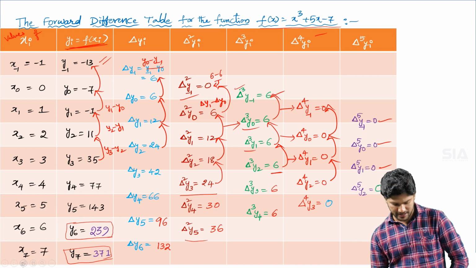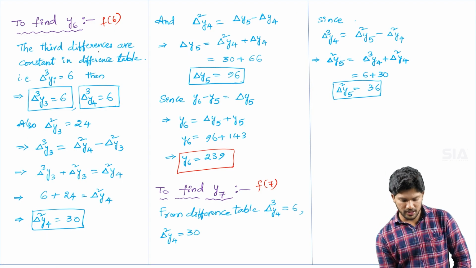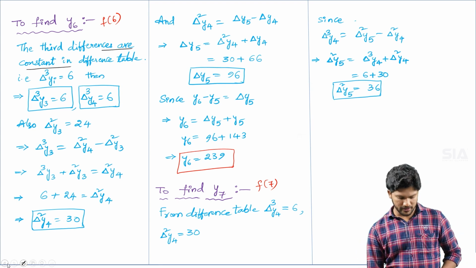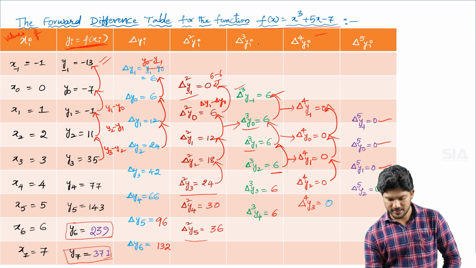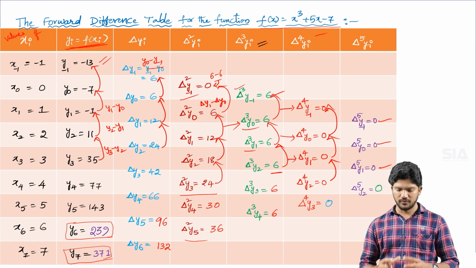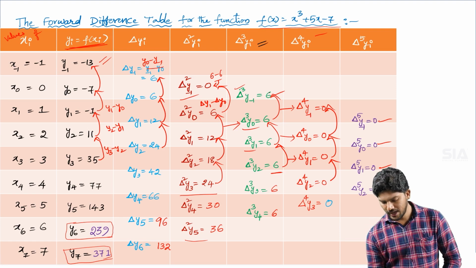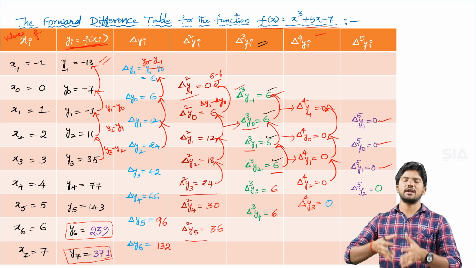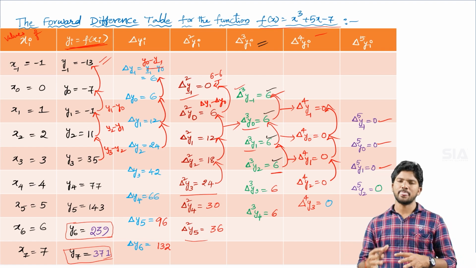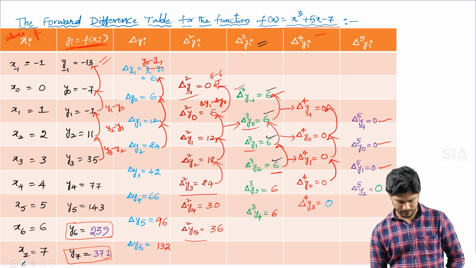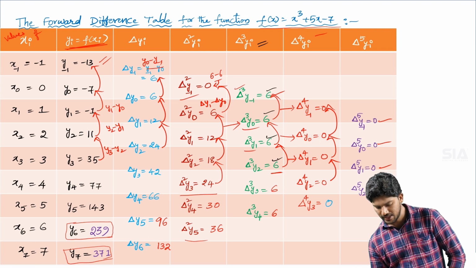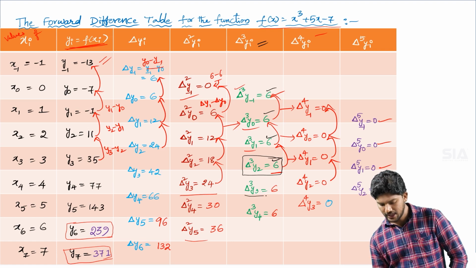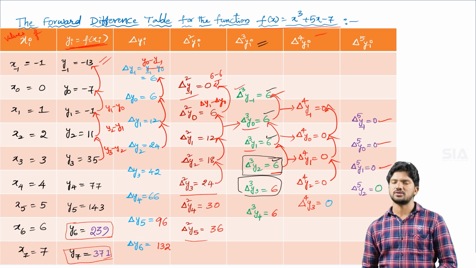So you can see here, the third differences are constant in the difference table. If you observe carefully from the difference table, this is the third difference column. Third forward difference values, all values here are 6, 6, 6, 6. All values are the same, equal to 6. The next value after delta cube y suffix 2 is delta cube y suffix 3, also you can write 6 only.